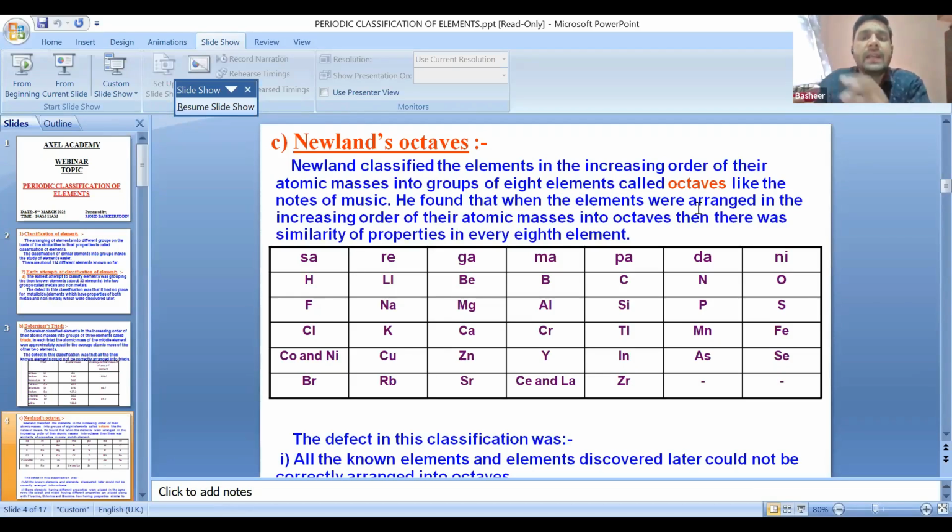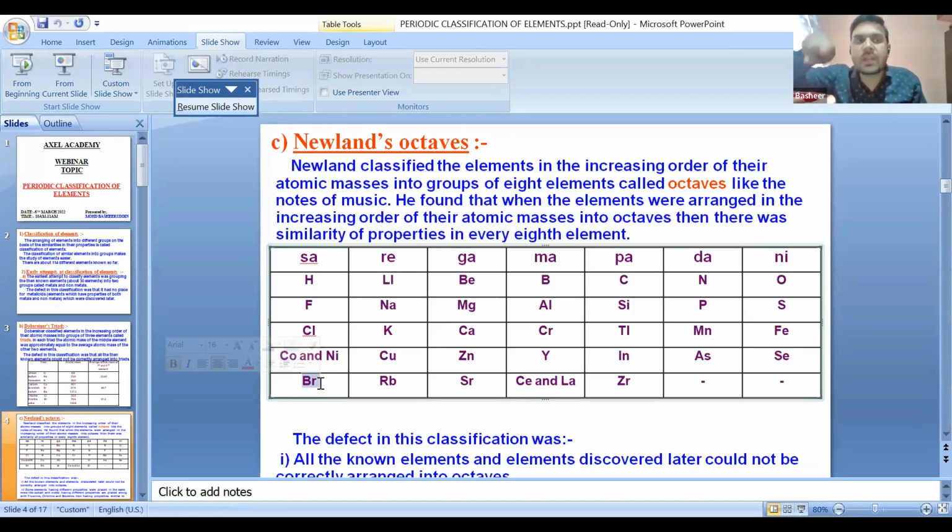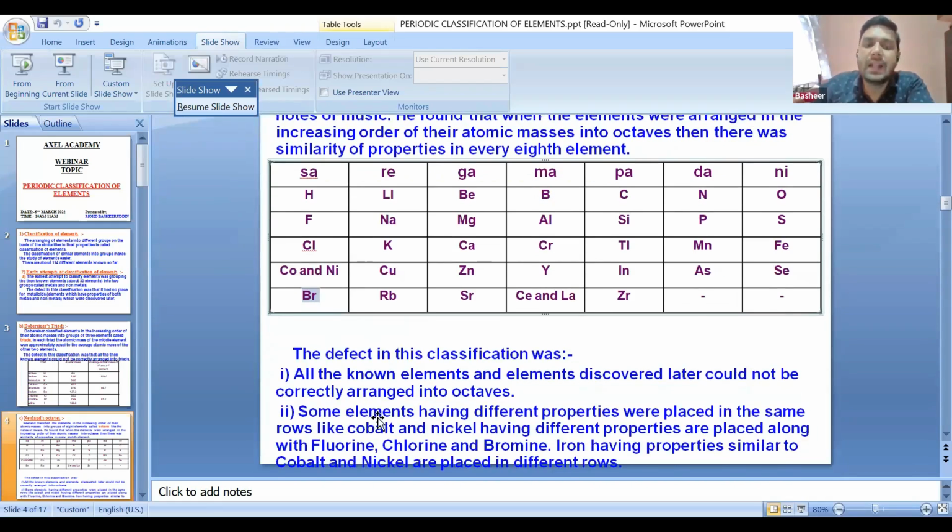He arranged them in such a way that every 8th element has properties similar to the first. If you can see, hydrogen is similar to fluorine, fluorine is similar to chlorine, and chlorine is similar to bromine. Why are they similar? In the outermost shell they have 7 electrons, so all these elements need 1 electron, they get a minus charge for the octet or stability. Clear?